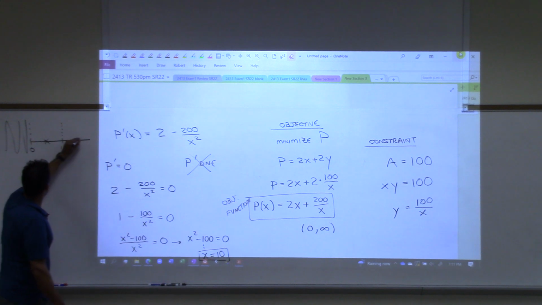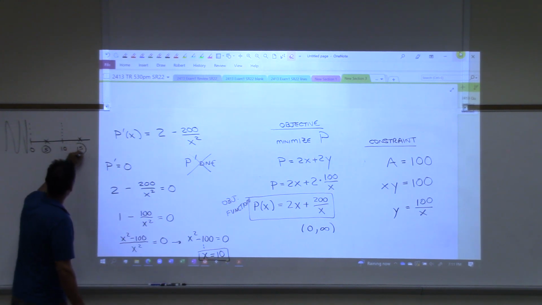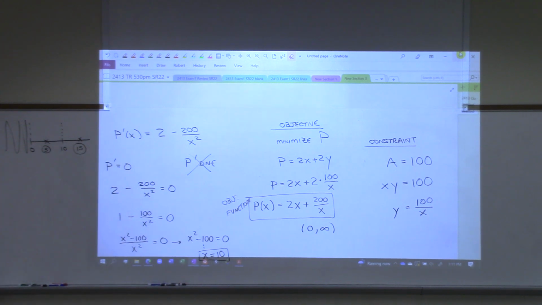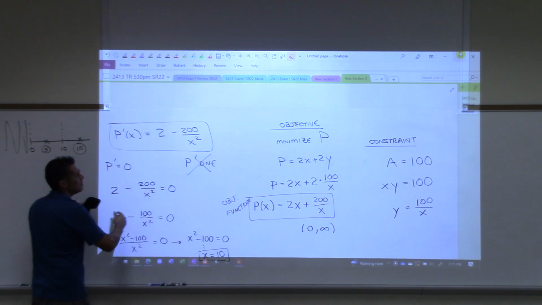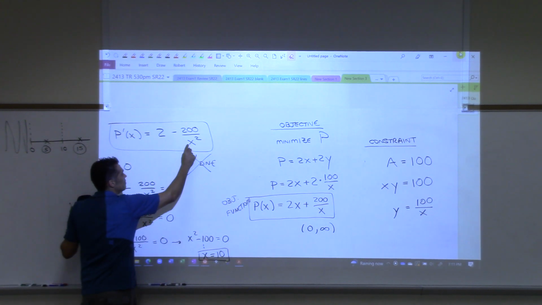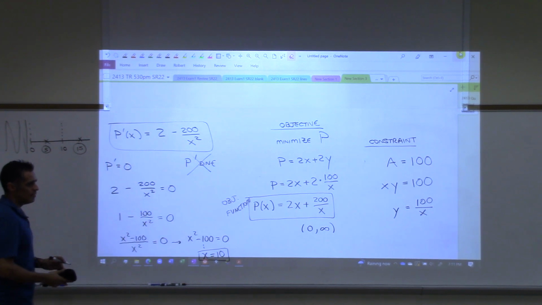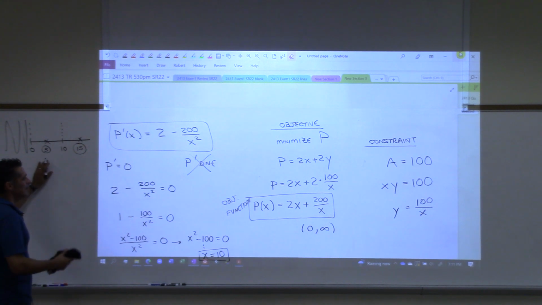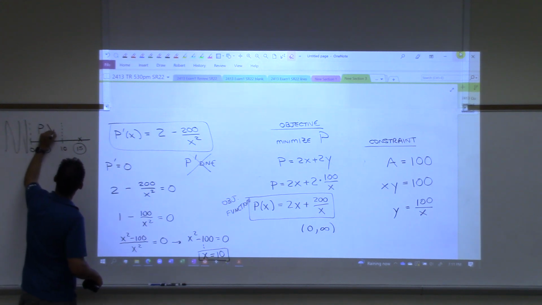Test points. What do you want? 5 and 15. Okay, and where are those going? Into the derivative. Where's the derivative? Right here. Let's plug 5 into this. 5 squared, 25. 200 divided by 25 is 8. Okay, 2 minus 8. Negative number, right? What does that mean my perimeter function is doing over here? It's going down.